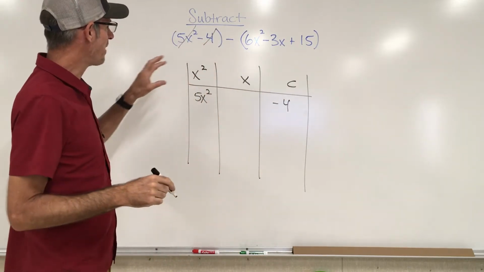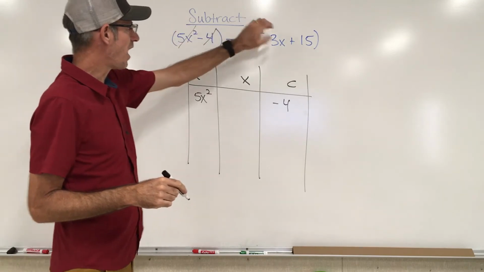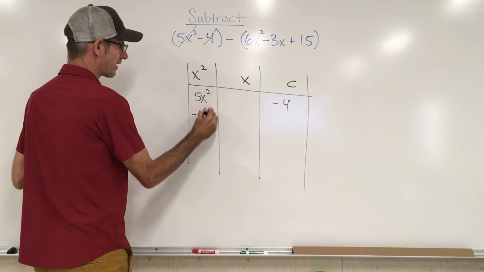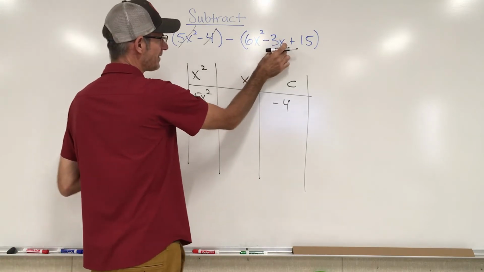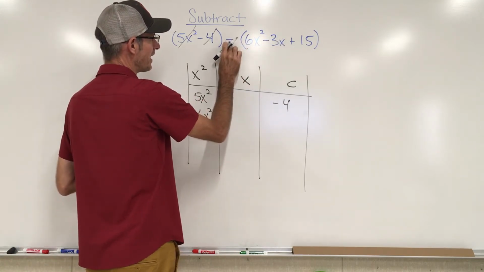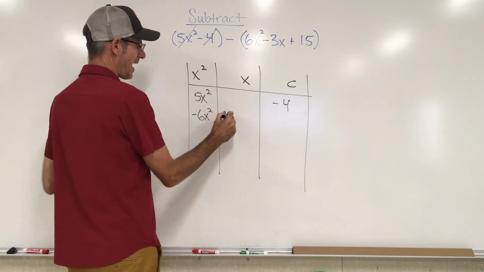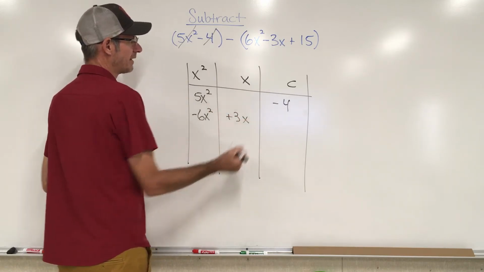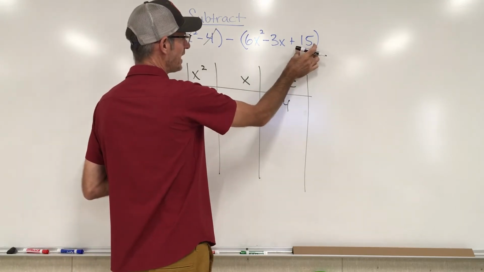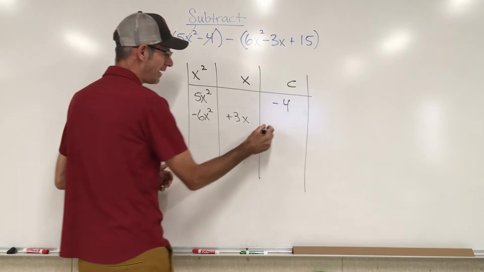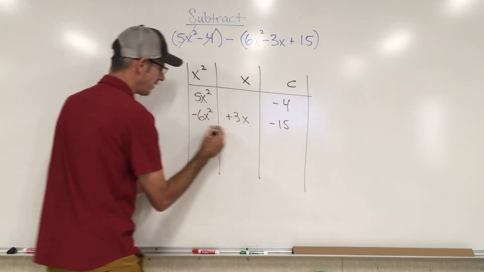Now, I am combining this and the opposite of that. So this is negative 6x squared. That says negative 3, but because of this, we're combining this and the opposite of that. So I put positive 3x. And this says positive 15, but because of the negative, I'm combining this and the opposite of that. So I put negative 15 here.